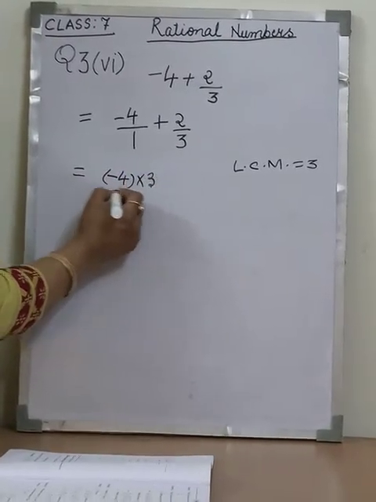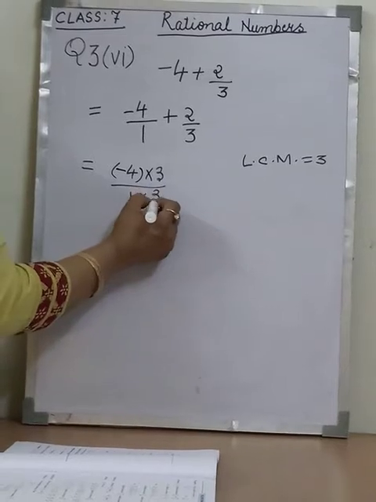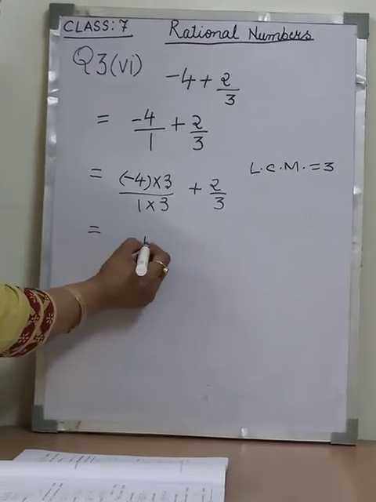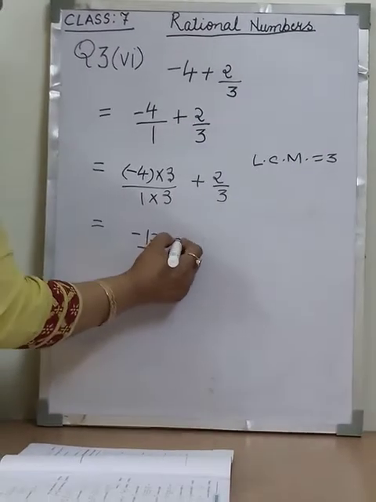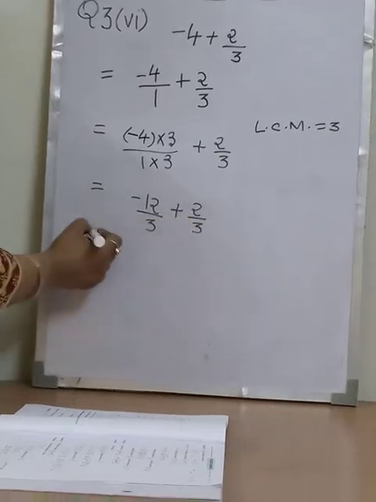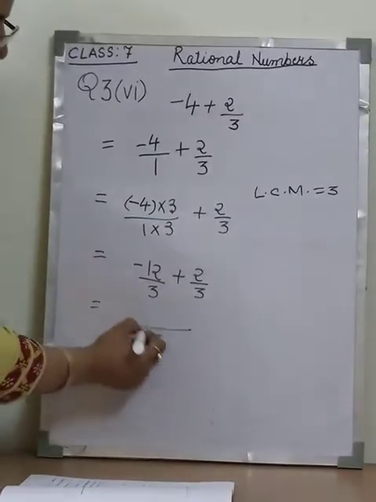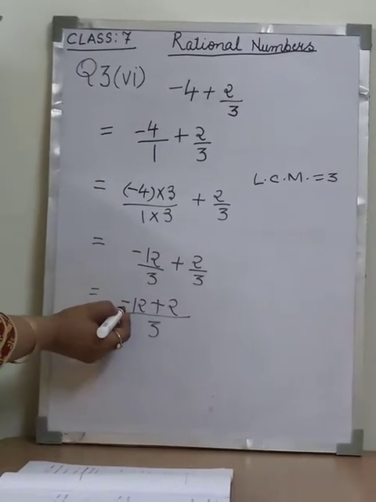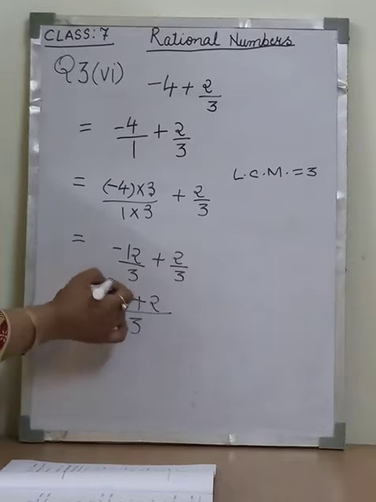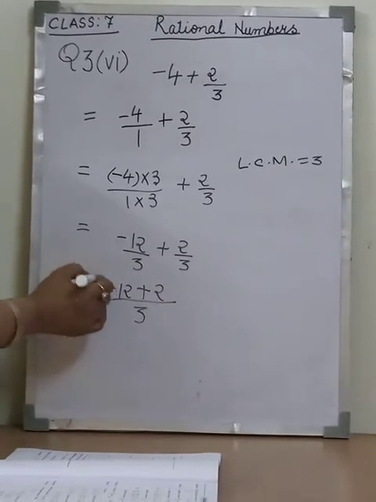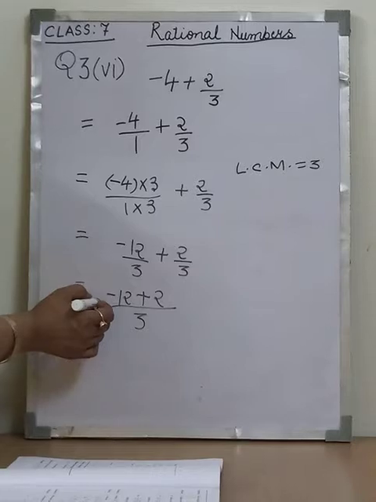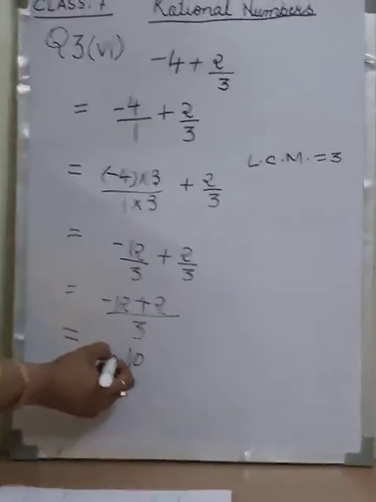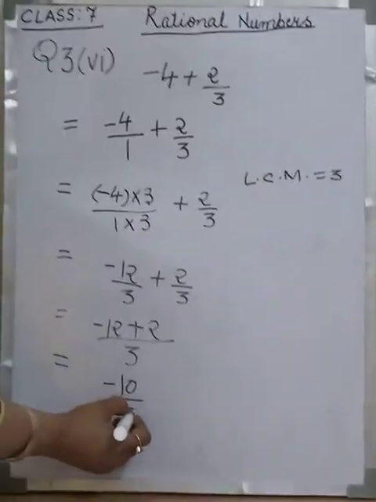We should multiply it with 3, plus 2 by 3 as it is. What we get? Minus 12 upon 3 plus 2 by 3. Now LCM is 3. We get minus 12 plus 2. See, 12 is having negative sign, 2 is having positive sign, two different signs, so it will be subtracted, and we always put the sign of the greater number. So 12 minus 2 will give you 10, and sign of minus upon 3.